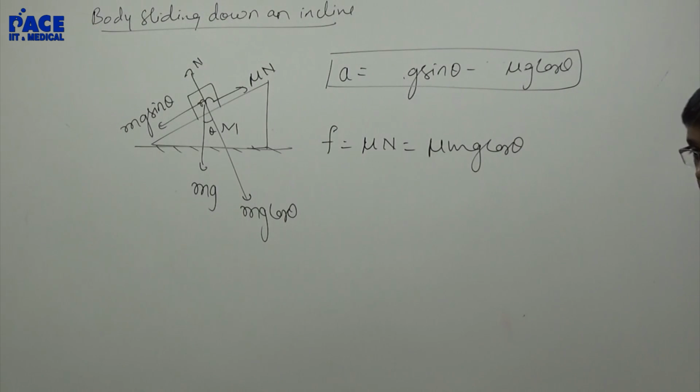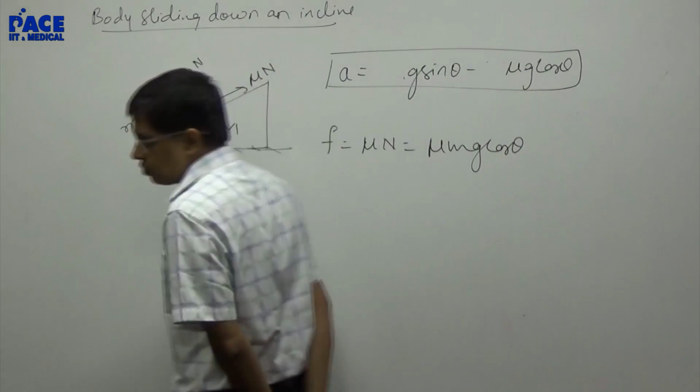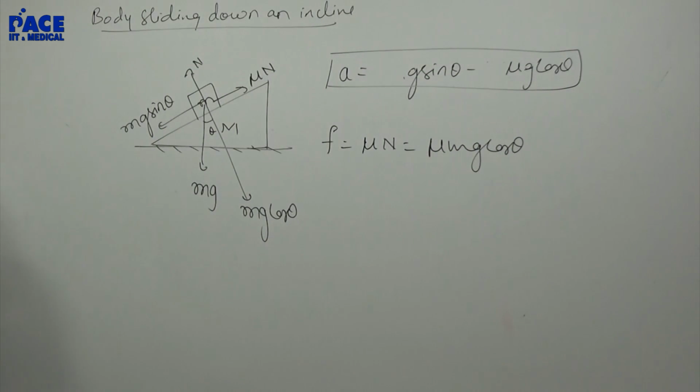What's the maximum value of friction? If the body is sliding down, always the value of friction is mu n. If the body is not sliding, the value of friction is the external force acting on it.